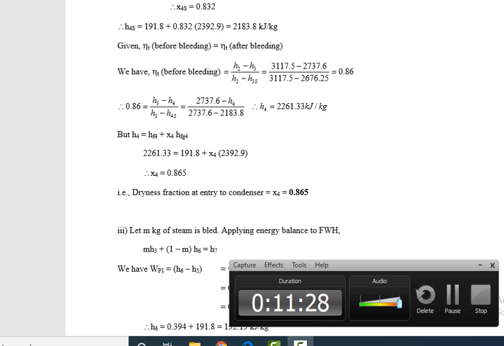Then, from H4 you have to find out X4, that is the dryness fraction. H4 equal to Hf4 plus X4 Hfg, that is, H equal to Hg equal to Hf plus x Hfg. This is the basic formula. Put the values from the equation and you are getting X4 as 0.864, and this is the dryness fraction at point 4, the dryness fraction at entry to the condenser.